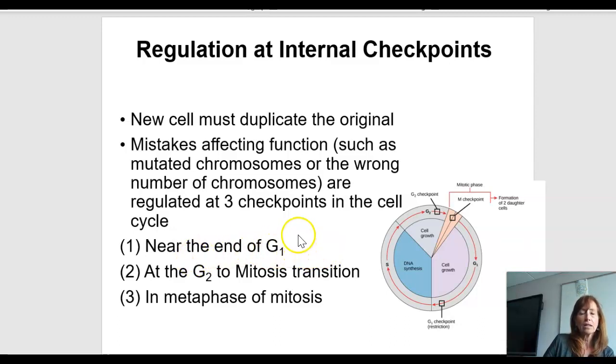As a cell is getting to the end of its first gap phase, there's a checkpoint that's going to prevent it from going any further to the next phase, which would be the S phase. And we'll talk about that. There's another checkpoint at the end of G2 before the cell actually starts to divide. And then there's a checkpoint in the middle of mitosis that is basically a proofreading operation to be sure that the new cells are in good shape. So let's go on.